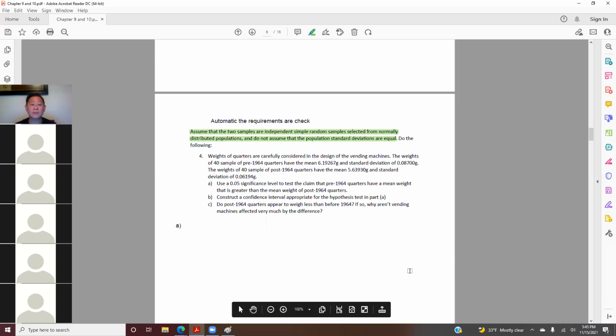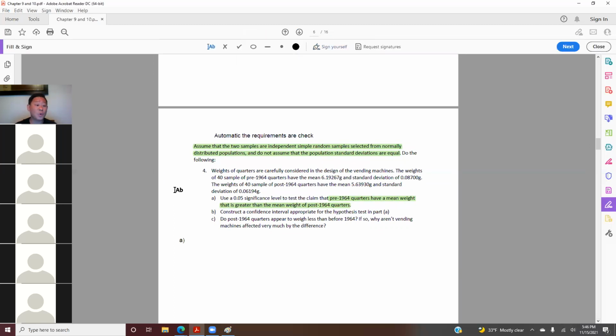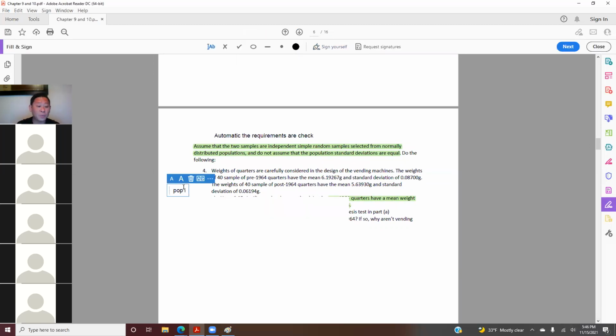Anyone find the claim statements? Pre-1964 quarters have a mean weight that is greater than the post. Okay. And as usual, you need to tell me which one is your population 1 and which one is your population 2, because we did an example before, right? If you switch things around, your answer is going to be a little bit different.